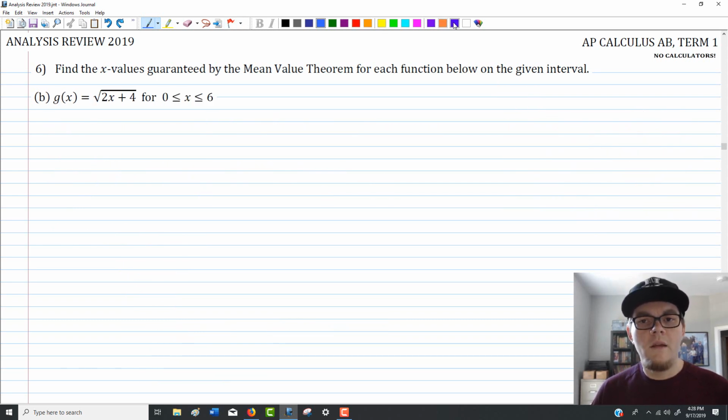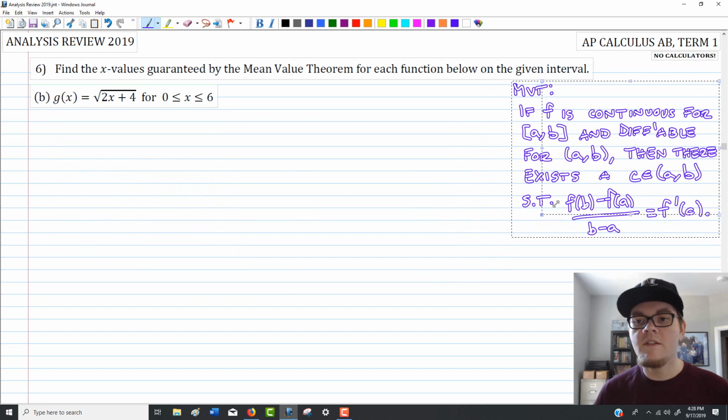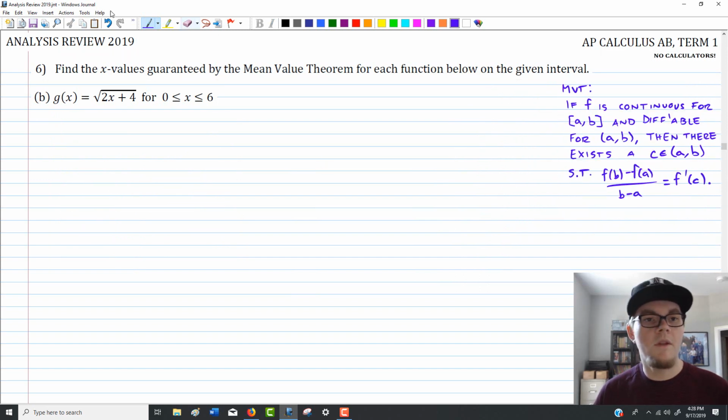Next, we're going to up the ante a little bit. We're going to look at 6b. So we're going to look at 6b. There is the mean value theorem up in the corner.